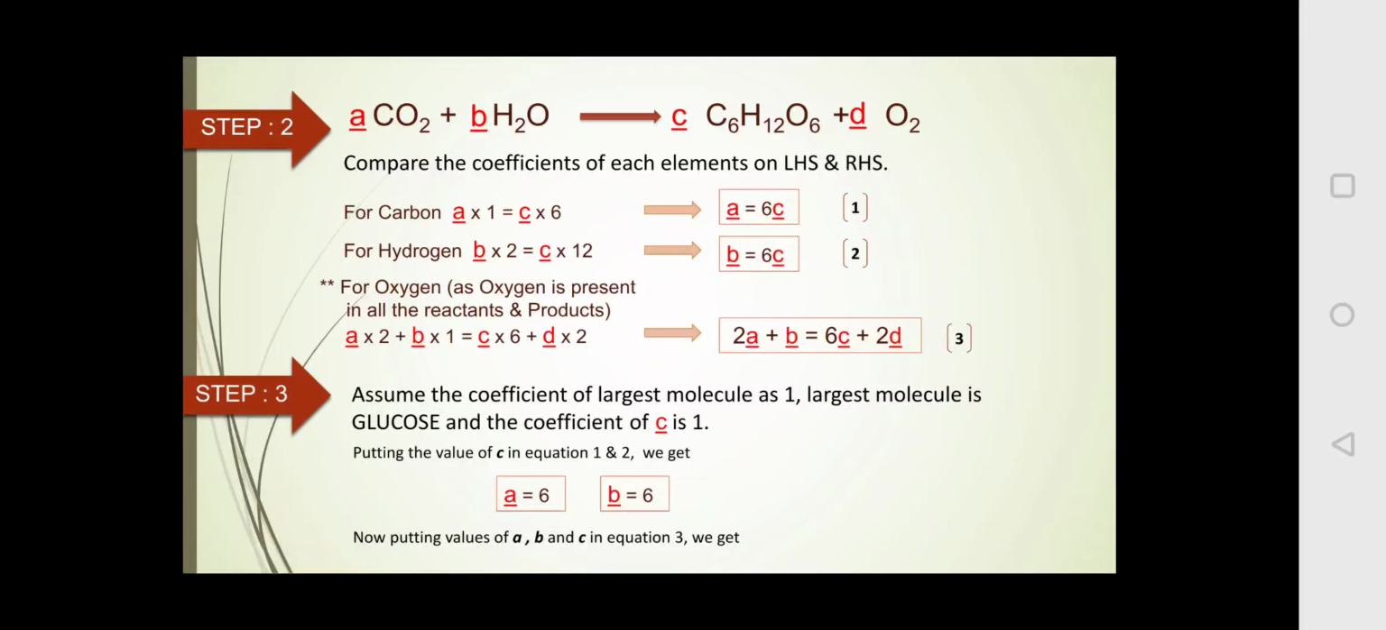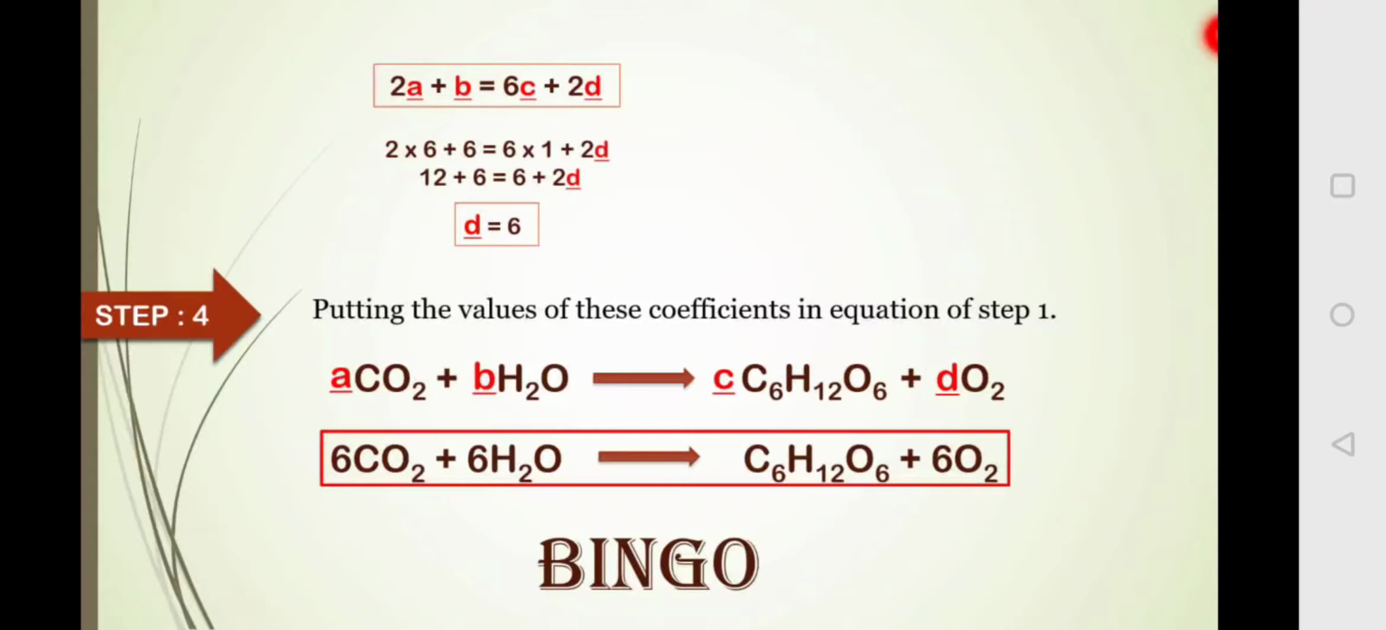Coming over to step 4. In step 4, you need to put the values of all these coefficients which we have calculated back into the equation which is written in step number 1. And bingo, you can see that the equation is in complete accordance with the equation of photosynthesis we wrote at the beginning of the lecture.